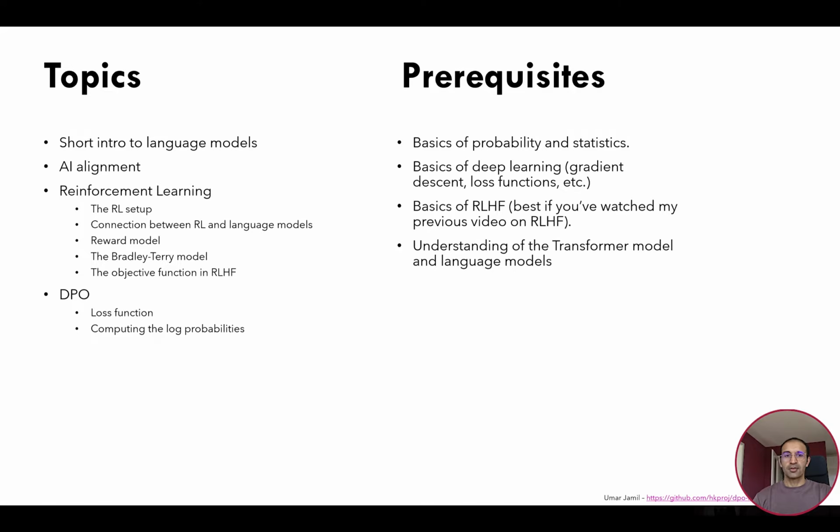I will start with a short introduction to language models as usual, so we can review how language models work. Then we will introduce the topic of AI alignment, so what we mean by AI alignment. And then we will review reinforcement learning. Now you may be wondering, why are we reviewing reinforcement learning if the whole point of DPO is to remove reinforcement learning from language models?